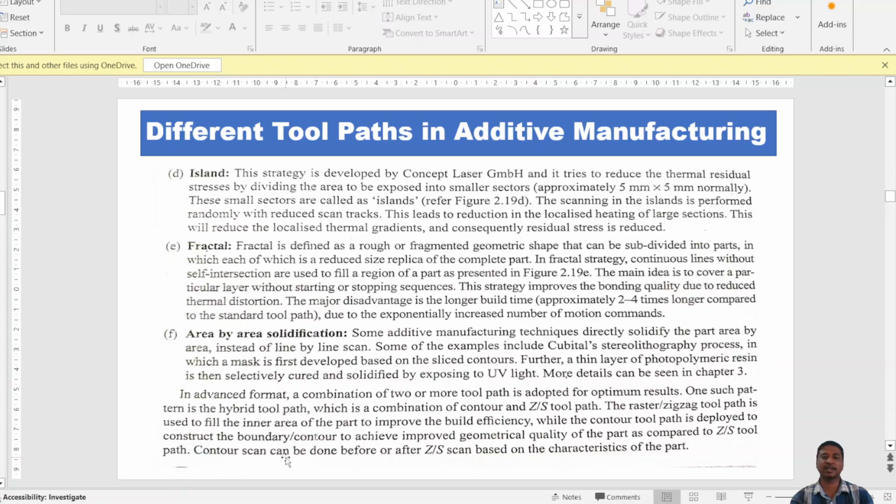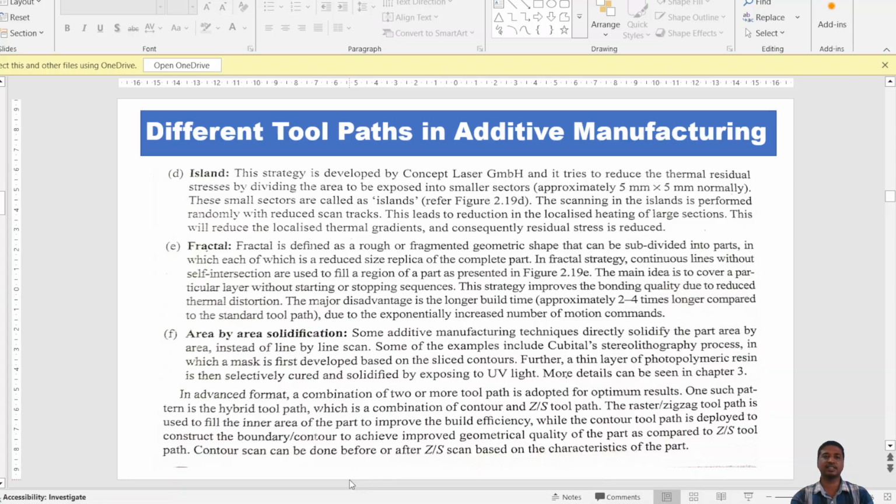In advanced format, a combination of two or more toolpaths is adapted for optimum results. One such pattern is the hybrid toolpath, which is a combination of contour and Z or S toolpath. The raster or zigzag toolpath is used to fill the inner area of the part to improve the build efficiency, while the contour toolpath is developed to construct the boundary contour to achieve improved geometrical quality of the part as compared to Z or S toolpath.